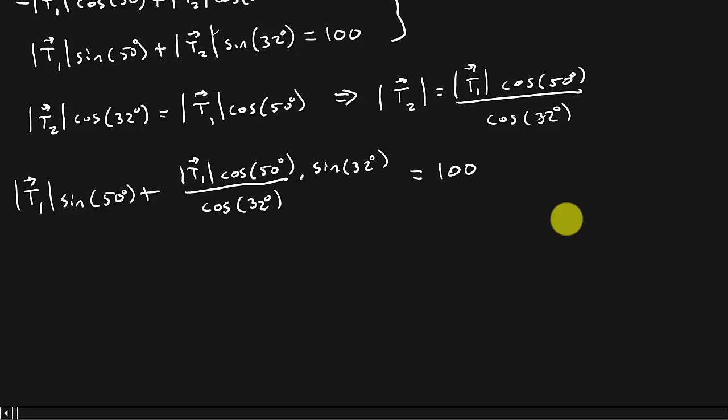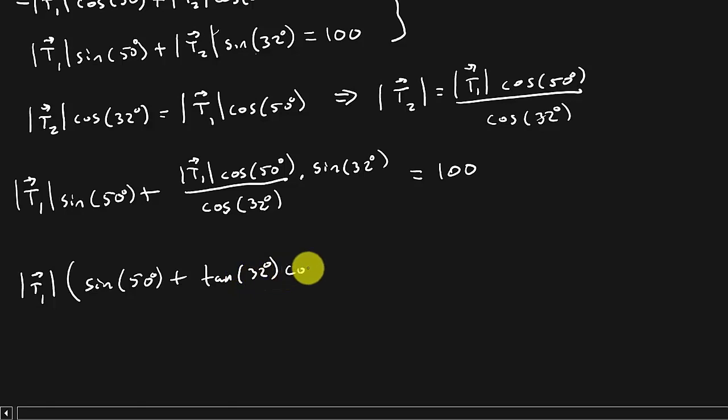So now we solve for T1. So let's see what we've got here. I'm going to take this T1 and factor it out. That's a common factor. So I've got T1, whoop, we don't do the equals yet. So that's going to be sine 50 plus, and now what's that going to be? That's going to be tangent 32 times cosine 50. Does everybody see where that tangent came from? Okay, sine over cosine's tangent. Remember that.